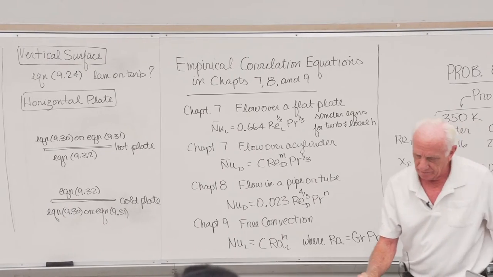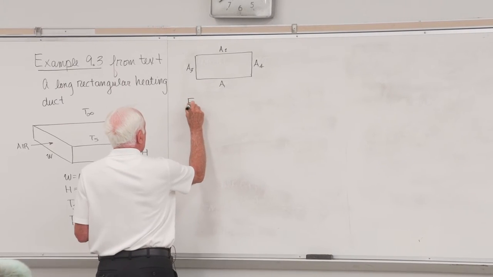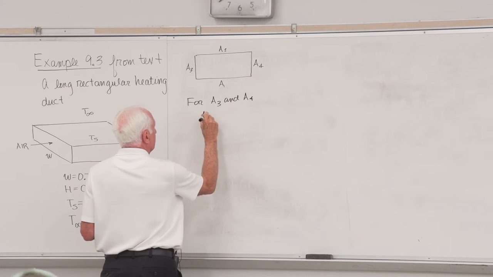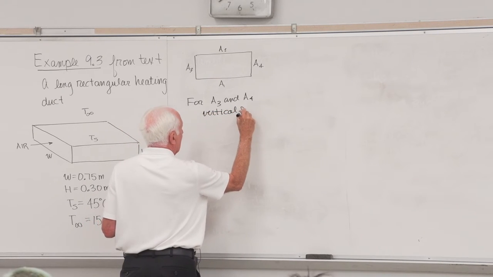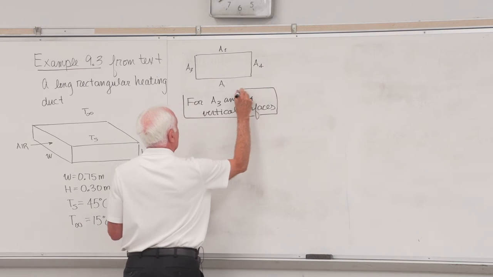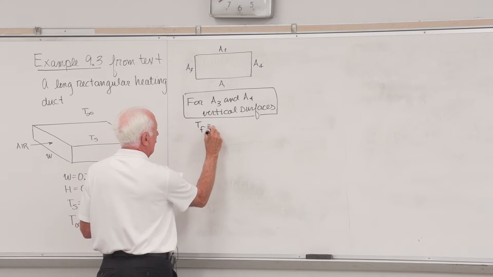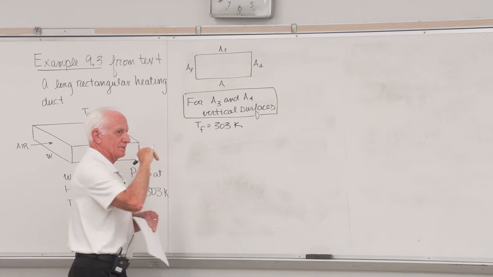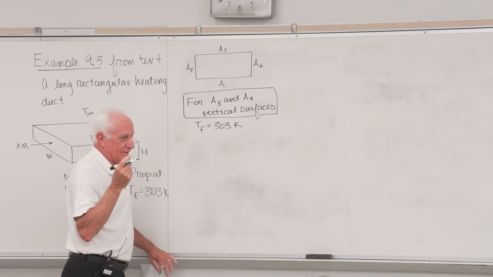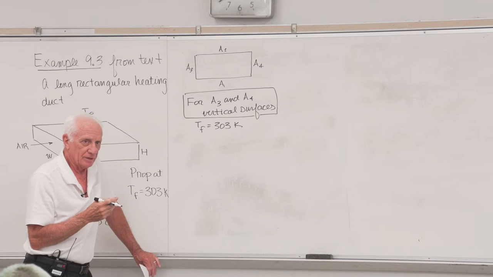All right, let's do the vertical surfaces first. So these are the two side walls, which would be for A3 and A4, vertical surfaces. Okay, we'll start out with TF, the film temperature, 303 K. That's T surface plus T infinity divided by 2. Get your properties at that temperature. Chapter 6, 7, first step, calculate Reynolds number if you can. Chapter 9, first step, calculate the Rayleigh number if you can.